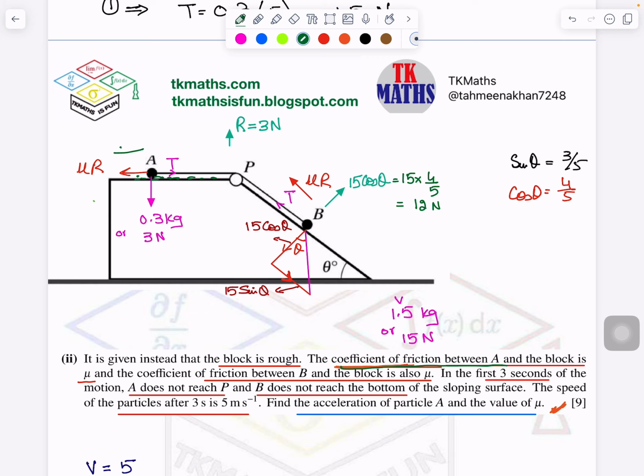That's why I have written here mu R, because when this particle is released from rest, there will be a force acting backward, which is called mu R, the maximum friction. And similarly it is saying A does not reach P. We are talking about 3 seconds in the question, second line you can see here, that in the first 3 seconds the particle A will not be able to reach P. It will be somewhere in between.